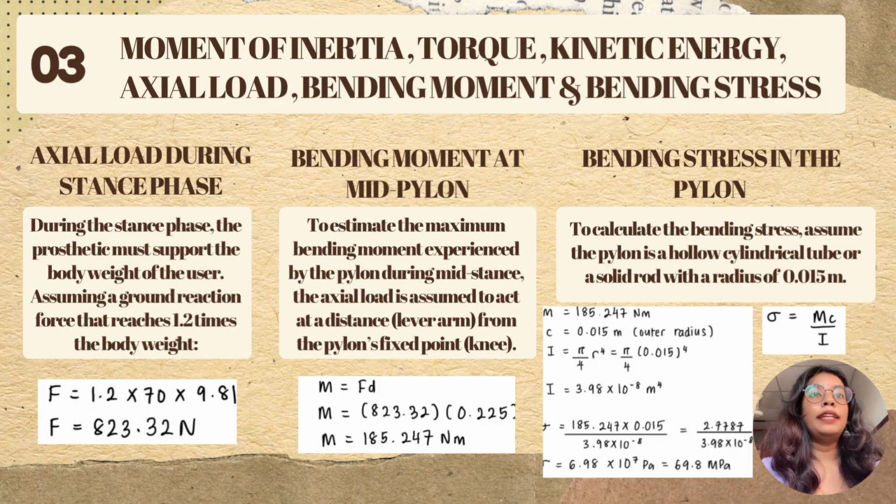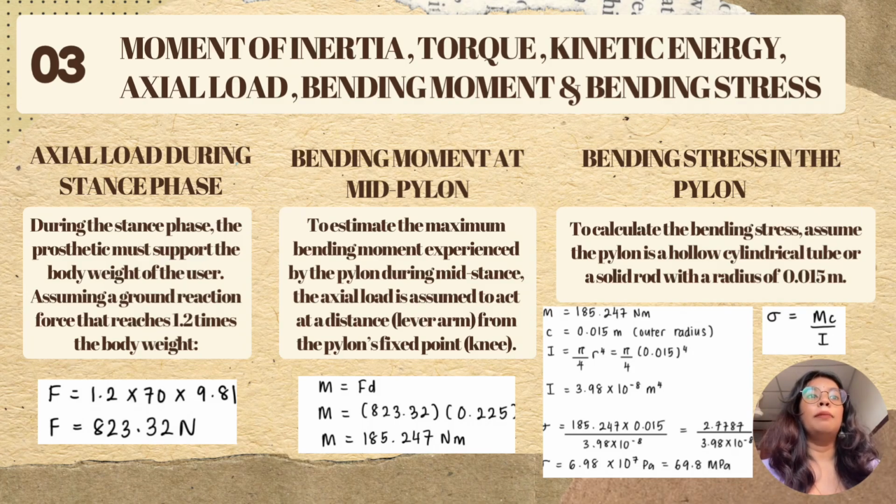Now we will look at the bending moment at mid-pylon. To estimate the maximum bending moment experienced by the pylon during mid-stance, the axial load is assumed to act at a distance, the lever arm, from the pylon's fixed point, which is the knee. So M equals Fd. The force we already got from the axial load. So M equals 823.32 times 0.225. We assume the distance is 0.225. So M equals 185.247 Newton meter.